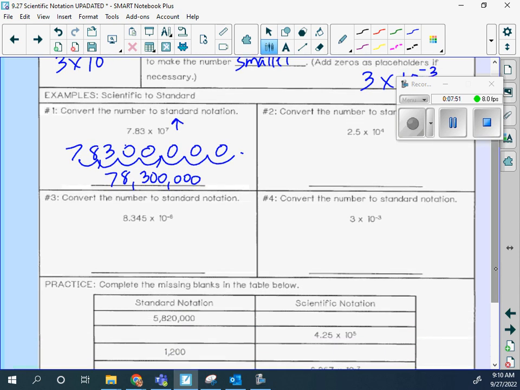Let's come down here. 8.345 times 10 to the negative 6. Again, I'm rewriting my number down here where I've got space to work. Because my exponent is negative, that tells me it's going to be a really small number, so I'm going to move my decimal to the left. How many? 6. 1, 2, 3, 4, 5, 6. And then what goes in all those bumps? Zeros. Same thing. Then you can just rewrite it so that it's pretty. You can put an extra 0 out front like we're used to seeing, but just don't get confused with these zeros.